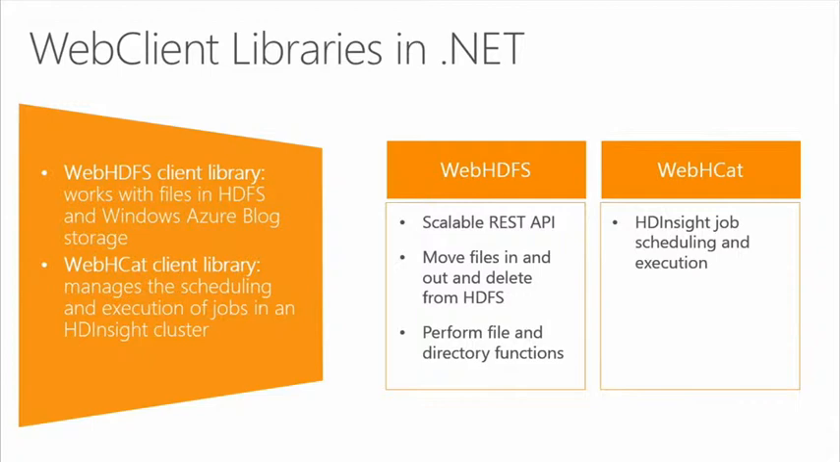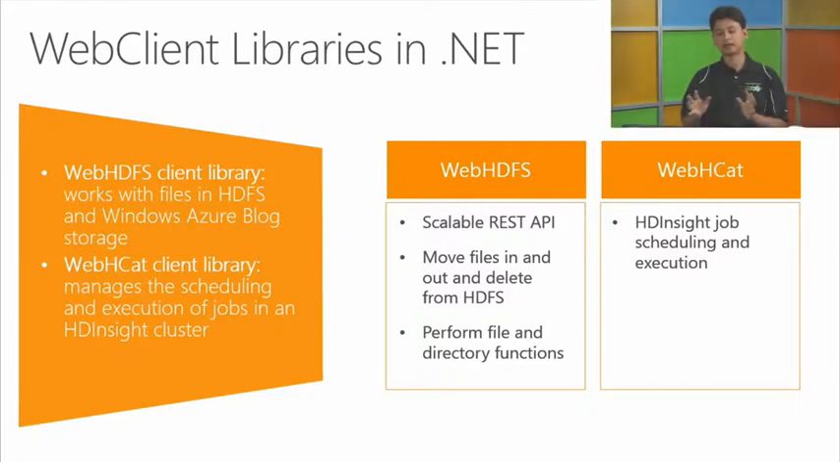Now, Web HDFS and Web HCAT provide something a little bit different. Web HDFS, as the name suggests, is a REST-based API which lets you move and deal with files on HDFS. Basically, it lets you do file and directory operations. Whereas Web HCAT helps you schedule jobs and manage the executions of jobs on your cluster.